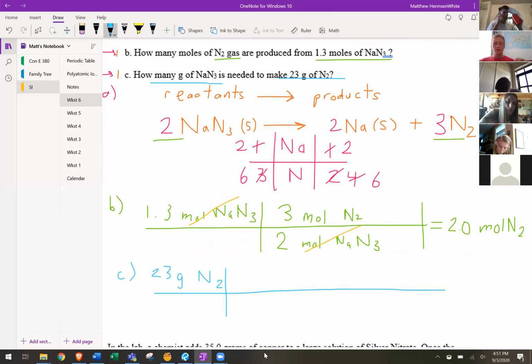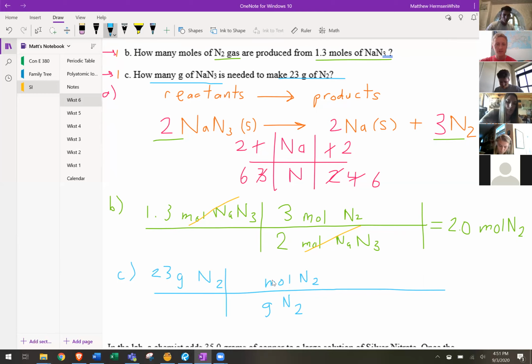Now, can we go from grams directly to other grams? I see some heads shaking no. What could we use to go from grams to moles? So we have grams. So this is where we use the molar mass. So let's put grams of N2 on the bottom because we want to get rid of grams of N2, and we can go from grams to moles of N2.